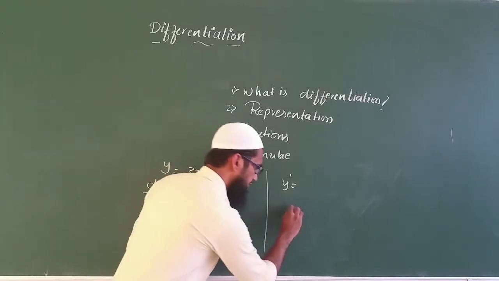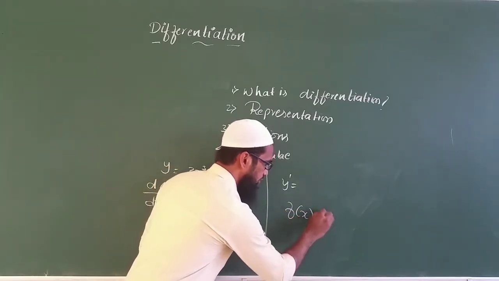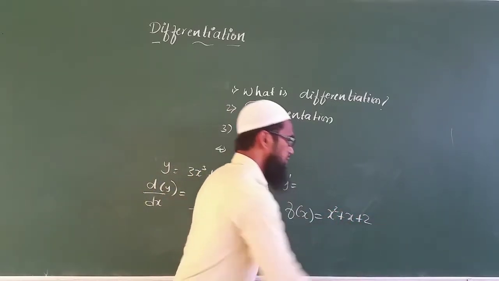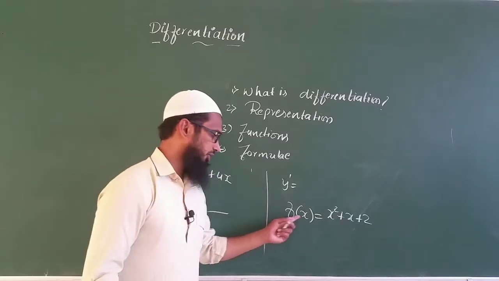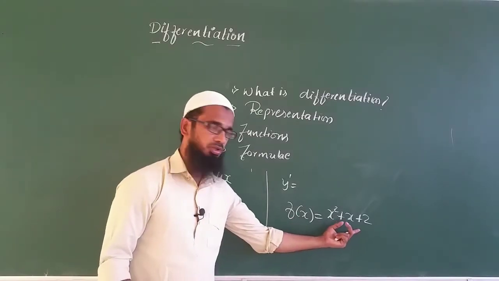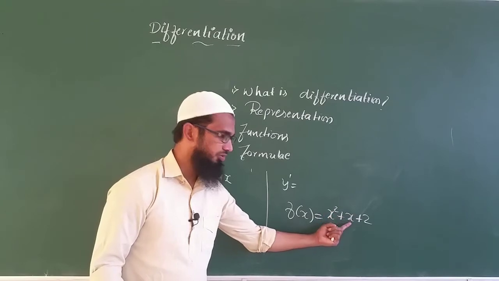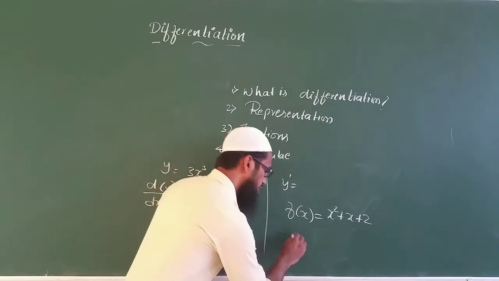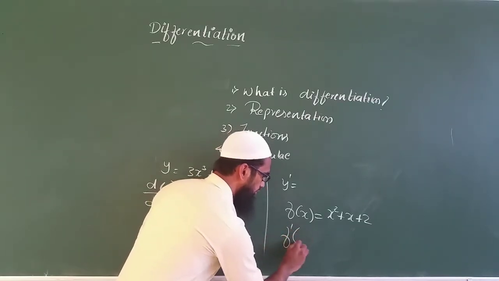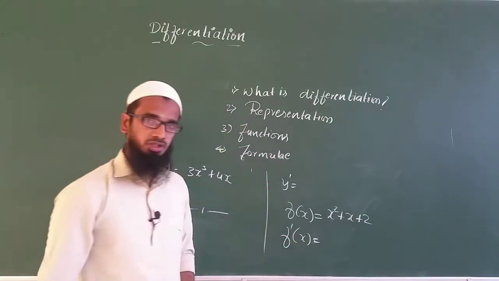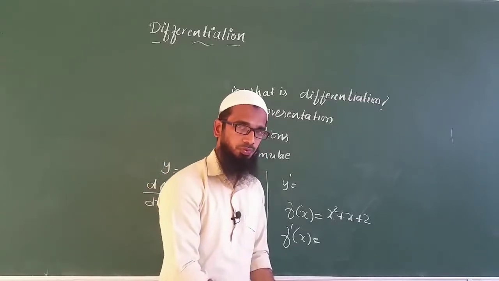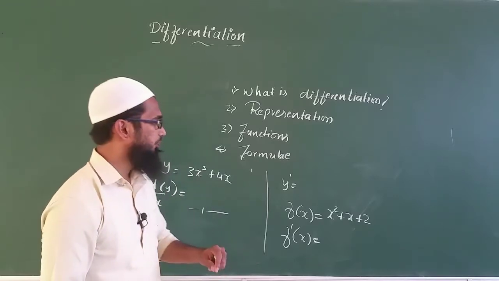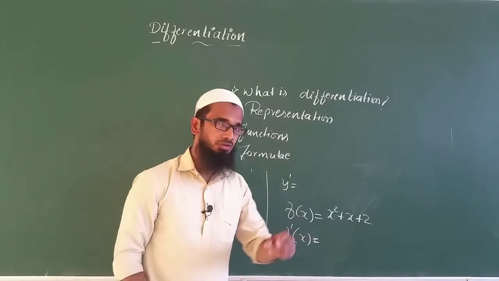Again, sometimes the function f of x is given as some equation, like x square plus x plus 2. So this is a function of x, x square plus x plus 2. Now I need to differentiate this function with respect to x. At the end, what I get on the left hand side is f dash of x. So f dash of x is equal to some solution I will get here. Now this f dash of x also represents the derivative of a given function.